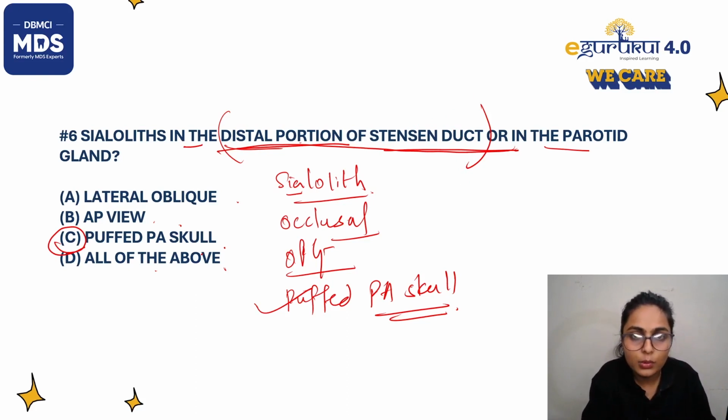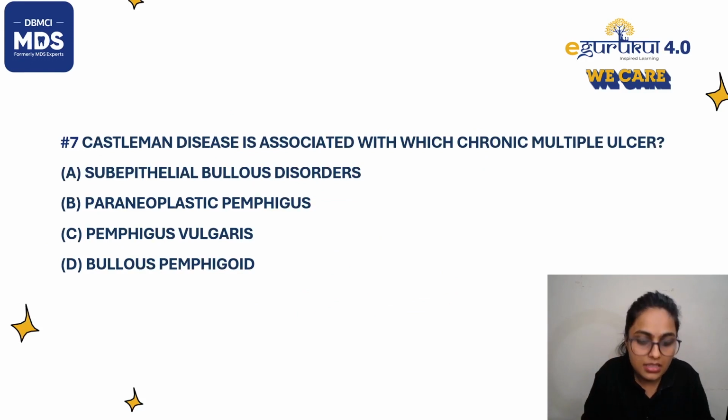Next question is Castleman disease is associated with which chronic multiple ulcer? Your options are subepithelial bullous disorders, paraneoplastic pemphigus, pemphigus vulgaris, and bullous pemphigoid. Now, this is also a direct question. They have directly mentioned in the textbook this Castleman disease is associated with dash dash entity. So the answer for this question is paraneoplastic pemphigus.